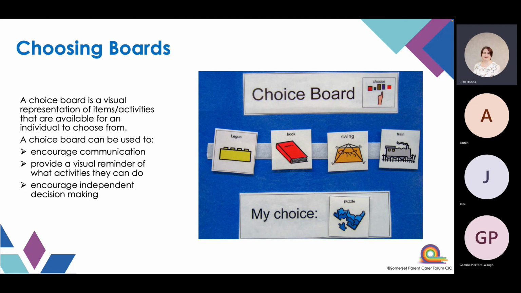So on this one, for example, we've got reading, we've got Lego, we've got trains, and the young person picks the item off that they want to, and they put that on as their choice. And then you would facilitate them being able to access that. So in this case, the young person's chosen to go and do puzzles. It's a very simple tool, but actually is quite helpful for a young person who struggles to communicate to be able to take that visual image and select what they want to do.